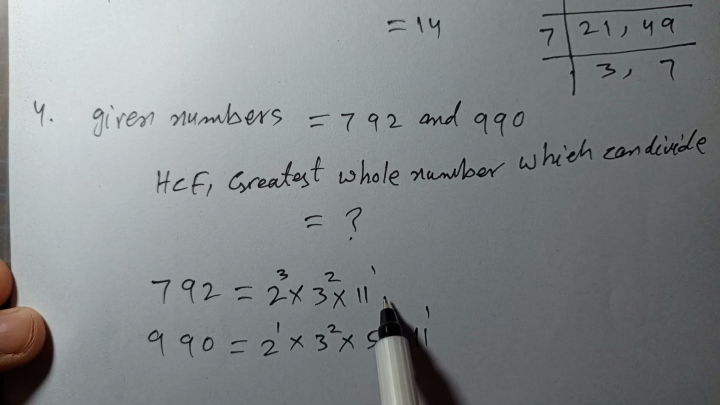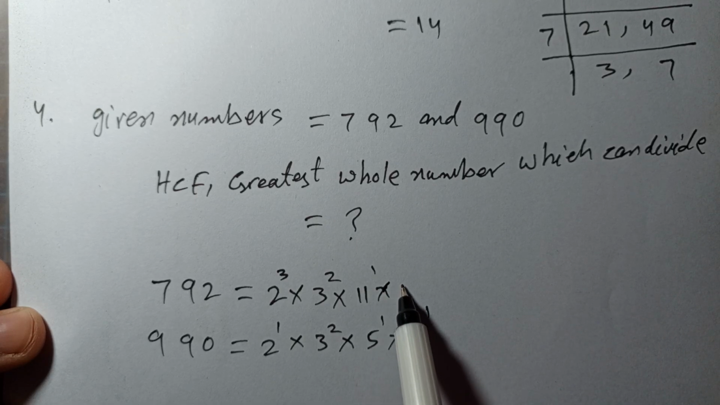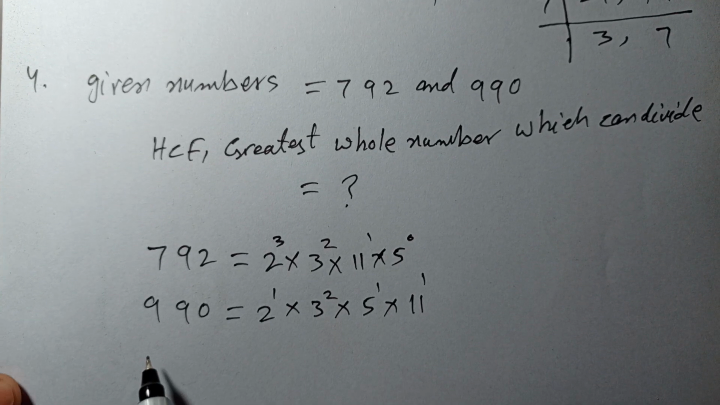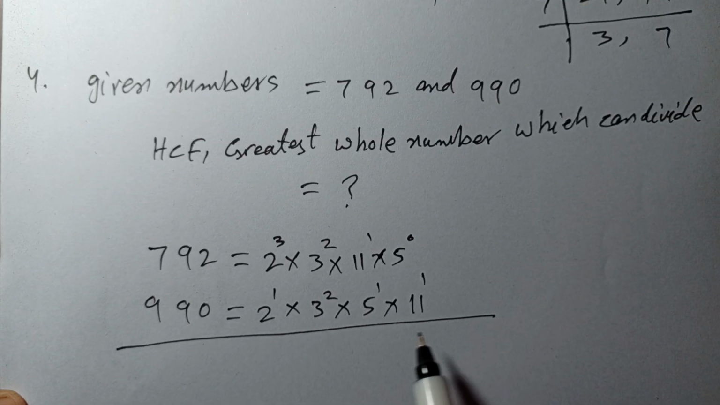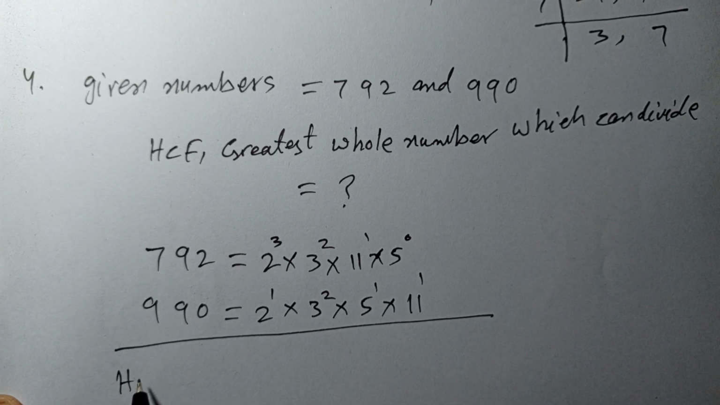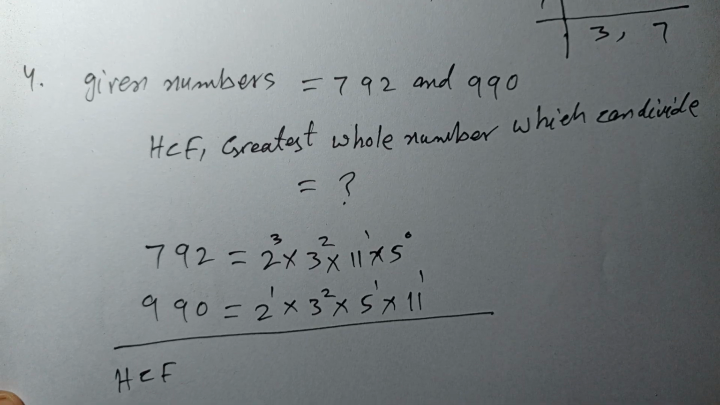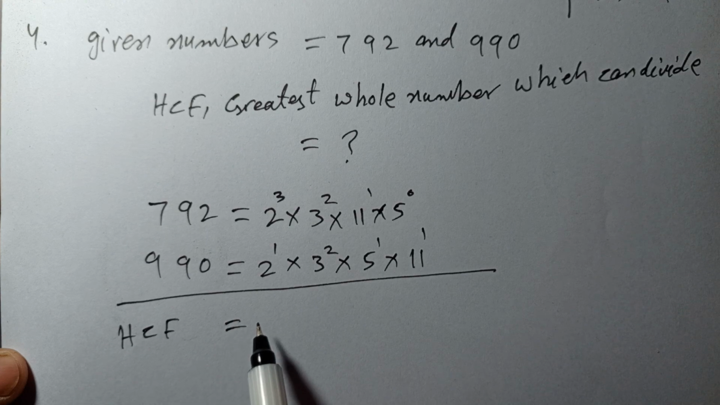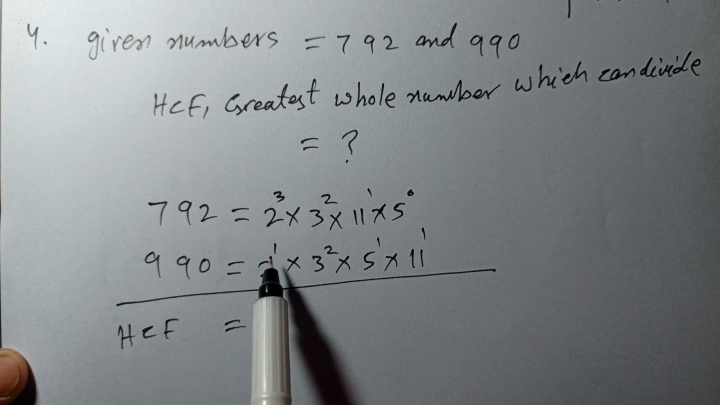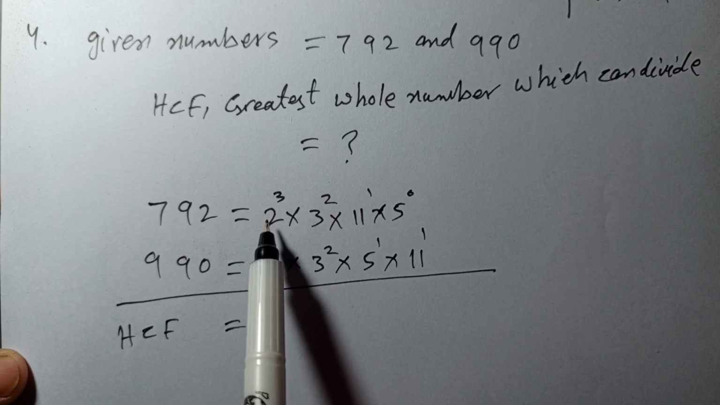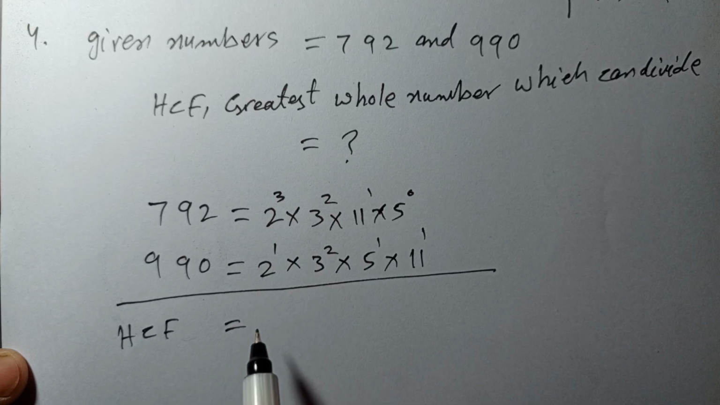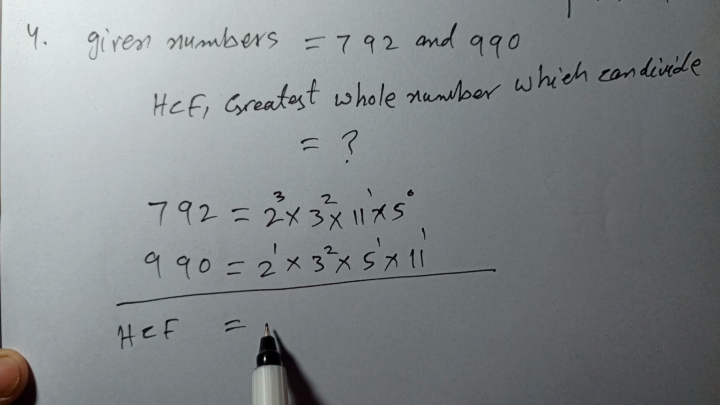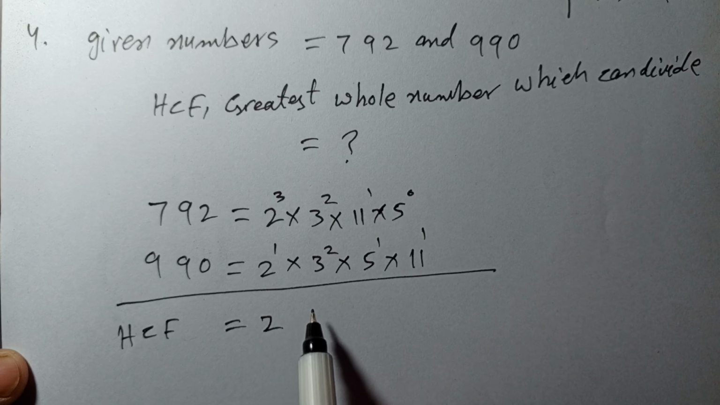Now here 5 is not given. You can write 5 raised to power 0 here for your convenience. Now you can find the HCF. You will take the lowest power of these bases. Lowest power: you will see 2 raised to power 1 and 2 raised to power 3. The lowest power here is 2 raised to power 1. It means that 2 is common in both of these, so you will take it as such.